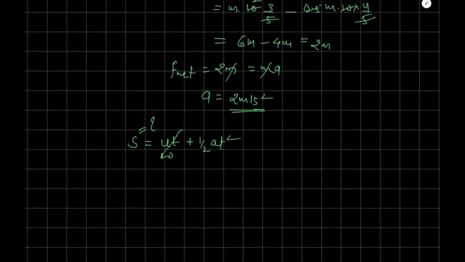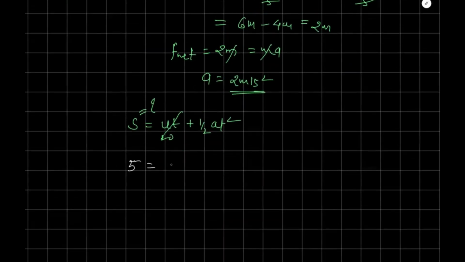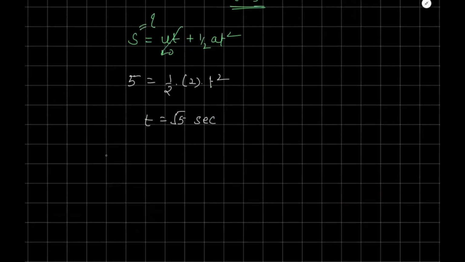So we can use this thing here. So 5 is equal to 1 by 2 and acceleration is 2 into t square. So you'll get t is equal to root 5 second. So your total time, that is time up the incline plus time down the incline, is equal to 1 plus root 5 second.